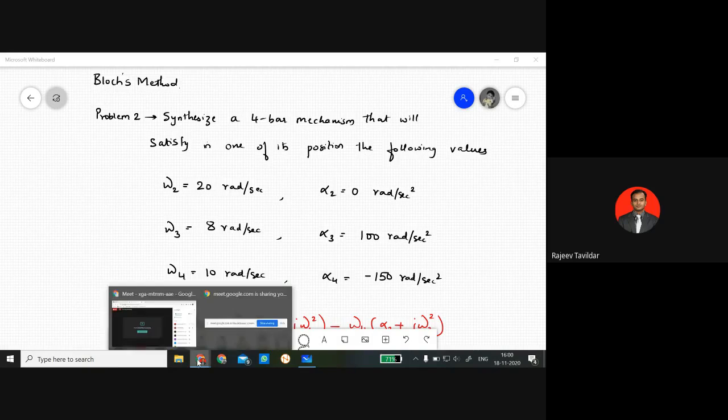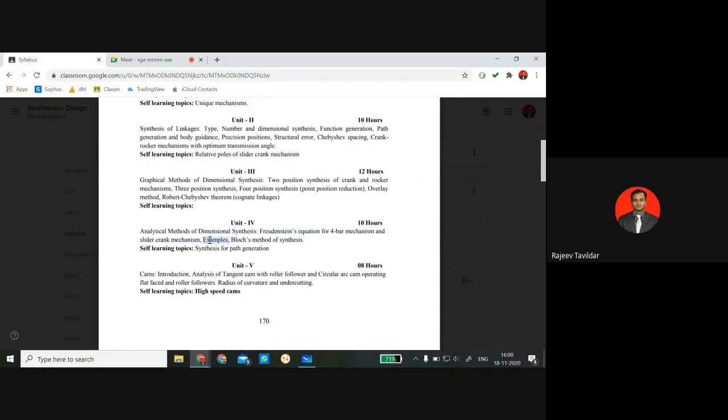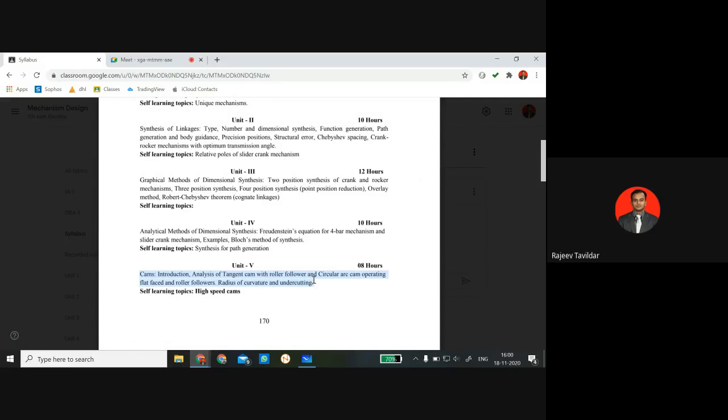Now, from the syllabus point of view, we are done with this entire unit. I have told you this is a very small unit. We have only the Freudenstein's equation for four bar as well as for crank slider, examples on that, and Bloch's method of synthesis, which we have just now finished. In the next class onwards, we'll be taking up the next unit, which you have already mostly studied in your kinematics of machines. So most of it will be revision.